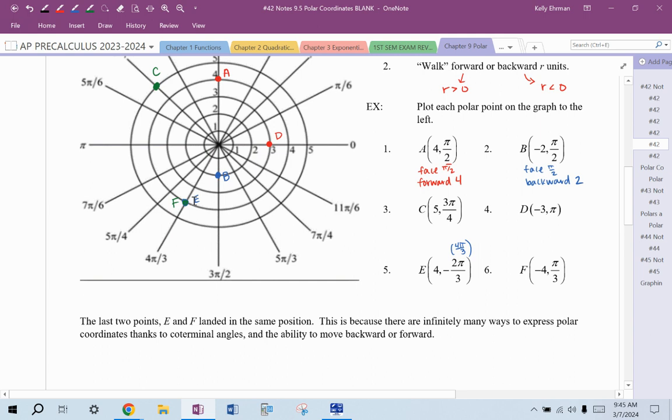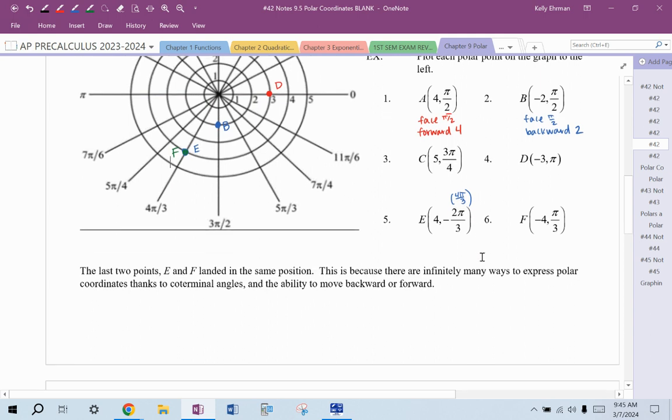Now, those last 2 points, E and F, landed in the same position. So if you were just looking at this point and I said, write the polar coordinate for that, there would be 2 correct answers so far. And actually, because of coterminal angles, there would be an infinite number of correct answers, angles to face and directions to walk forward or backward. The 4 is kind of locked in. The 4 will be plus or minus 4 either way. But the angles, we could always add any multiple of 2 pi to either of those angles.